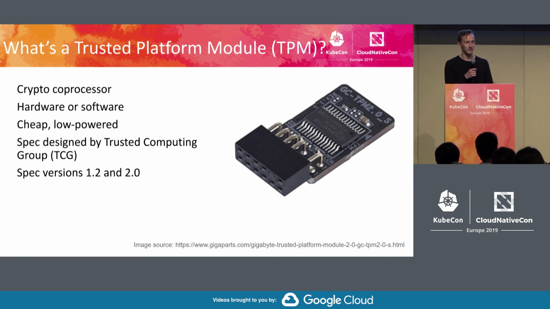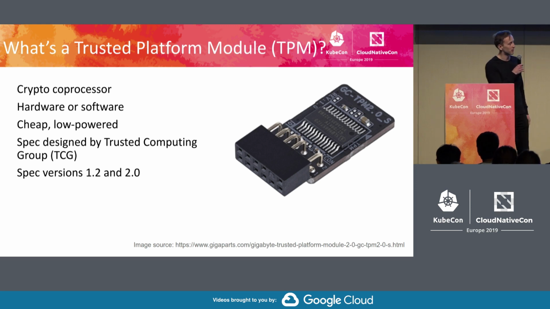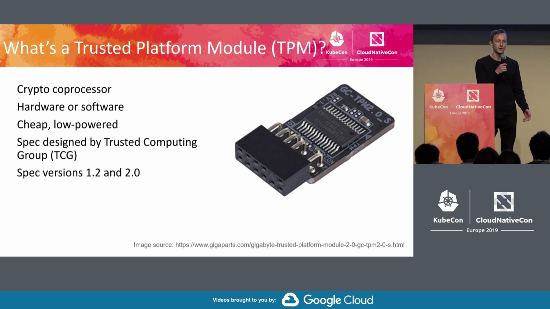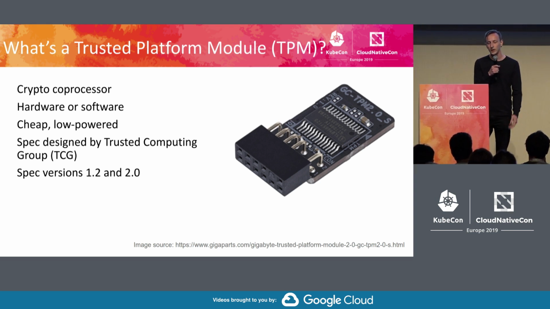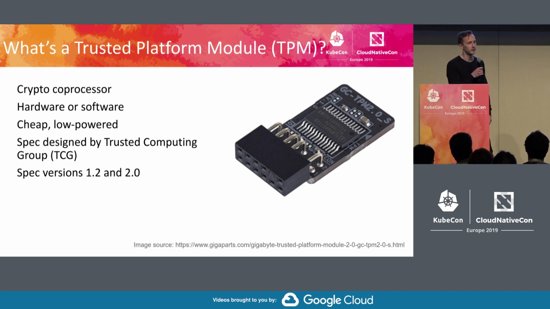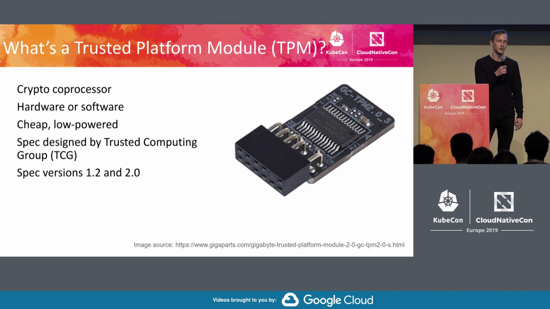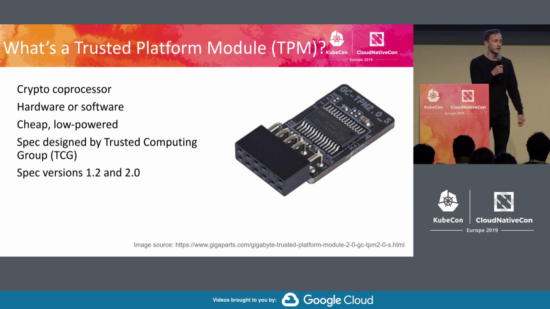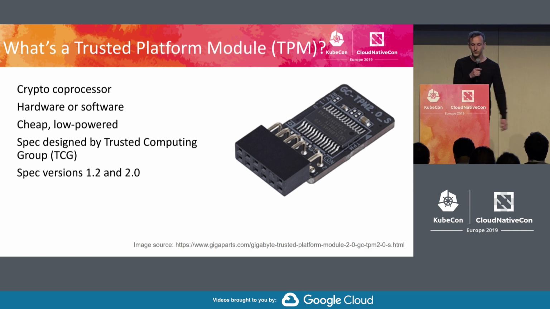Sweet. OK, for those of you who actually haven't used it a lot, TPMs are small crypto coprocessors. They can be a hardware chip like in this picture. They can be a software implementation, for example, in your hypervisor or your firmware. They are meant to be cheap and relatively low-powered, so they don't have high throughput. They don't have a lot of memory, but they still have a lot of useful functionality. The spec for this is designed by the Trusted Computing Group, which is an independent industry organization. And they have two mainstream versions of the spec, but we will focus on 2.0 for this talk.